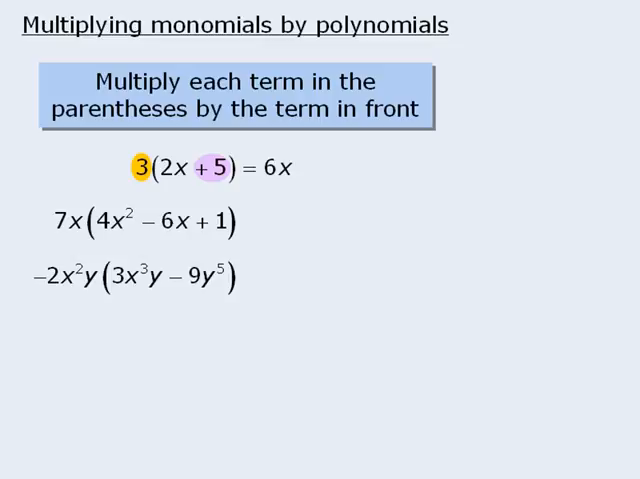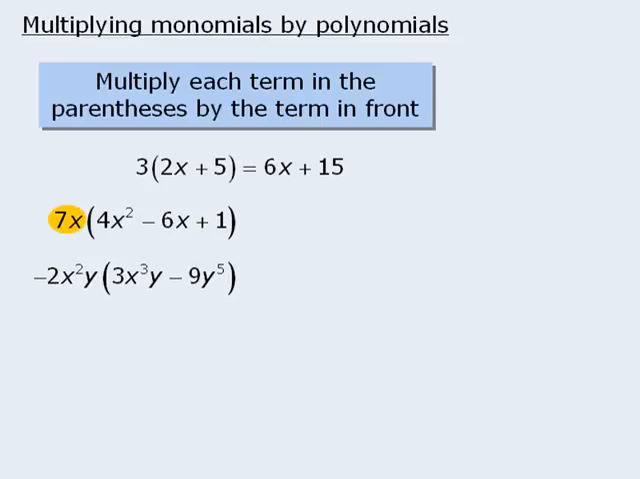Now, there is a reason why I want to refer to plus 5 as positive 5, and this will become evident as we examine other questions. For the time being, just recognize that 3 times positive 5 is positive 15, which we will write as plus 15. So 3 times 2x plus 5 is the same as 6x plus 15. This process of multiplying the terms inside parentheses by a term in front is called expanding. So in this question, we expanded 3 times 2x plus 5. Okay, now on to the next question.